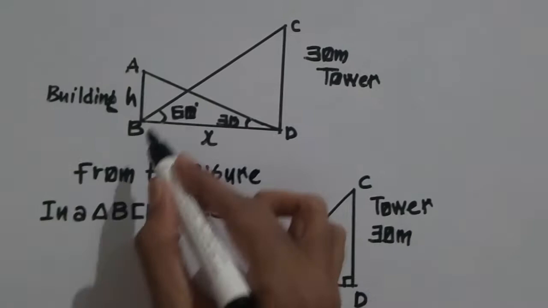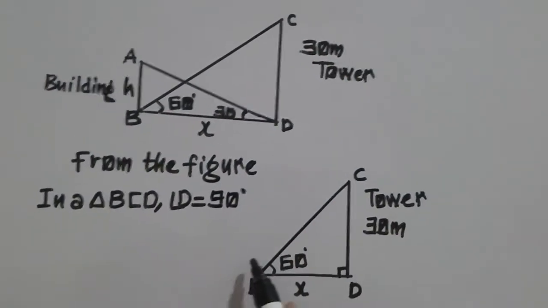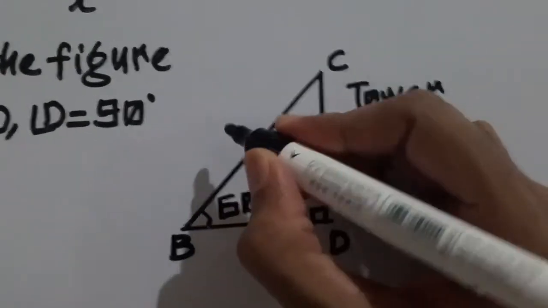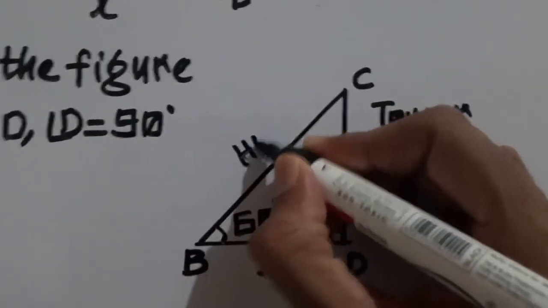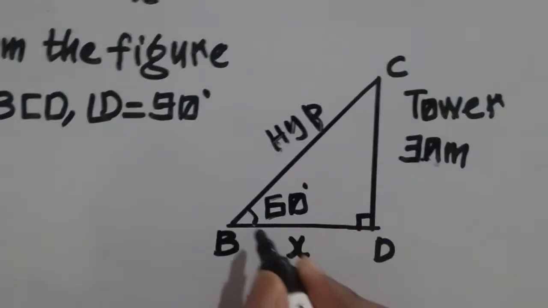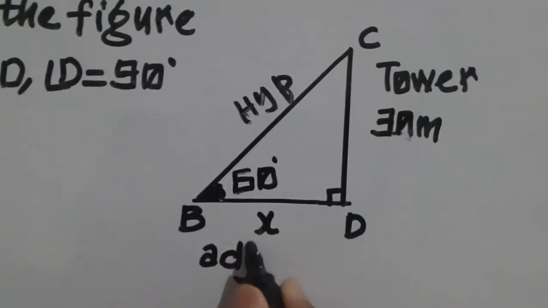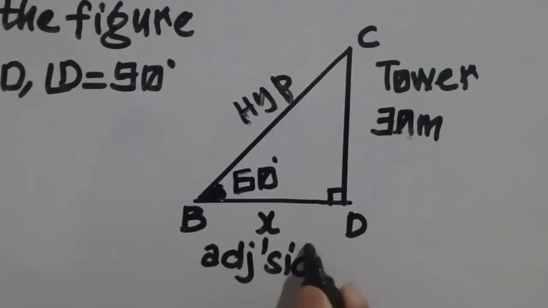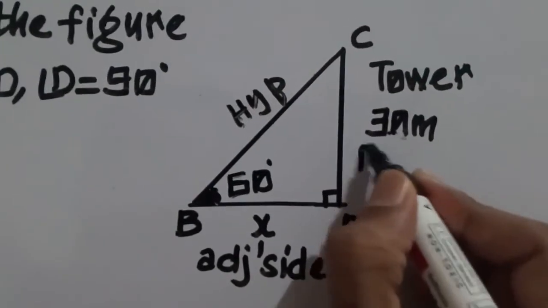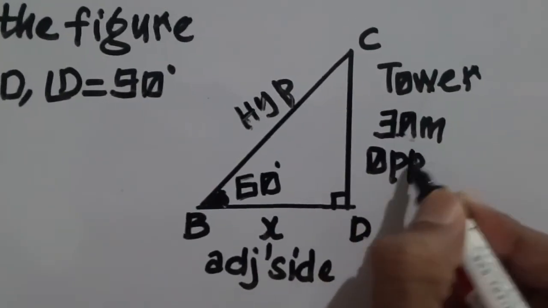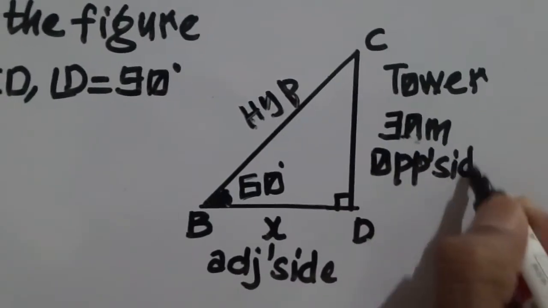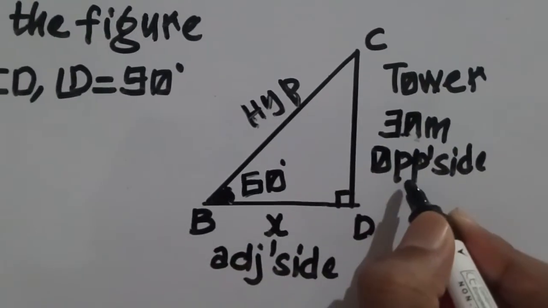Look at the figure. BCD is a right angle triangle, right-angled at B. Here the longest side, BC, is the hypotenuse. The side beside the hypotenuse is called the adjacent side, and the other side, the one opposite the angle, is called the opposite side.